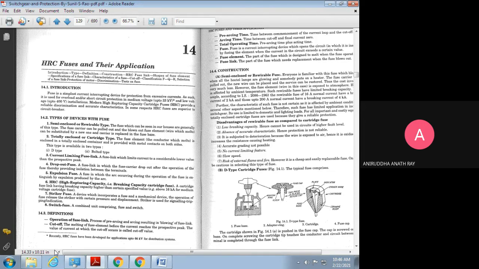Okay, so repeat: modern high rupturing capacity cartridge fuses provide a reliable discrimination and accurate characteristics. So in some respects, HRC fuses are superior to the circuit breaker.